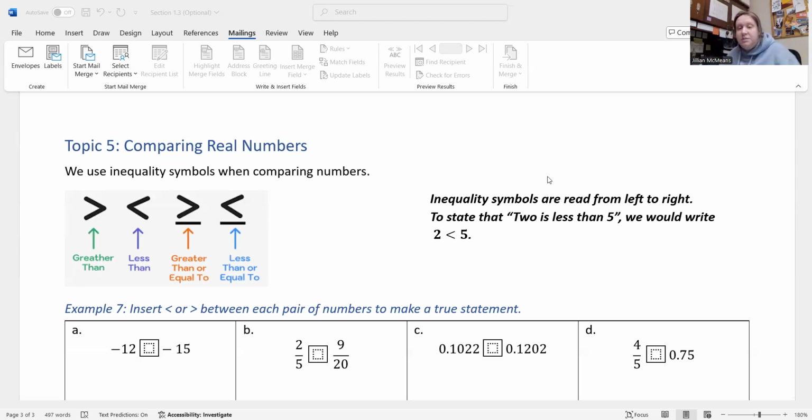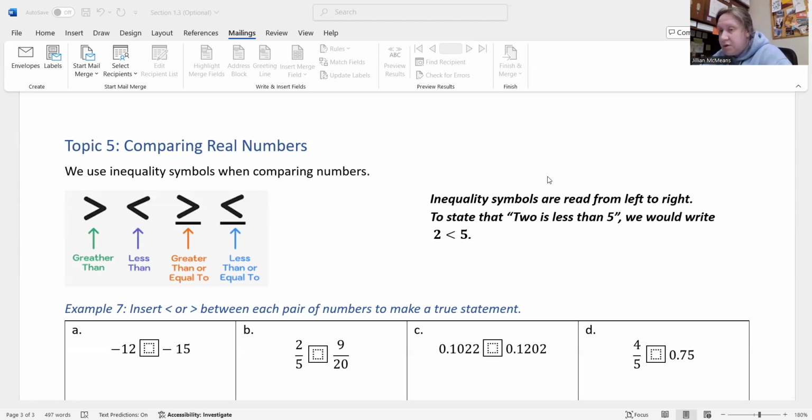So the inequality symbols, this little statement over here, it says the inequality symbols are read from left to right. That is to state that 2 is less than 5, we would write 2 with the less than symbol 5. So again, you read inequalities from left to right, okay?